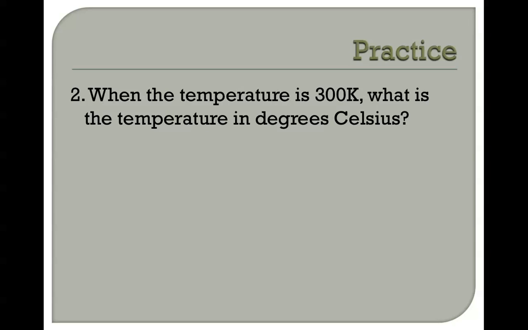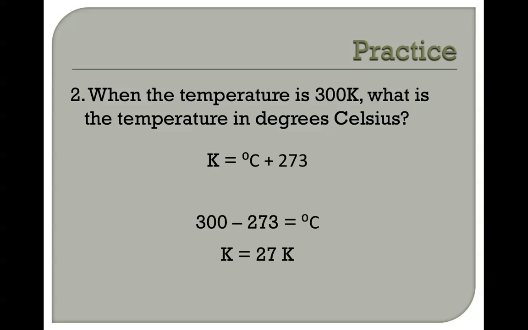Here's another one. Now we're solving for degrees Celsius. So you have Kelvin is equal to degrees Celsius plus 273. I've rearranged and inputted the 300 here, and then solved for 27 degrees Celsius. And here's that missing part that I skipped over. So here I just simply rearranged it to solve for degrees Celsius, subtracted the values to get 27.